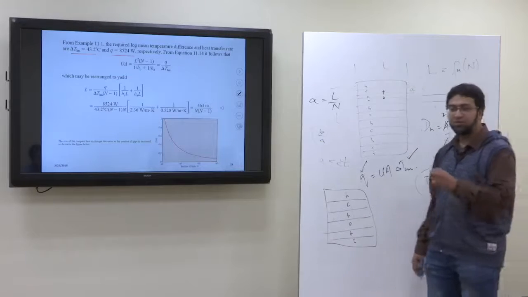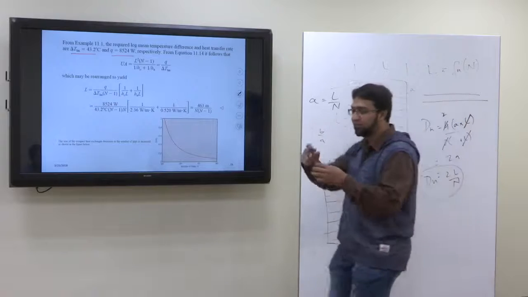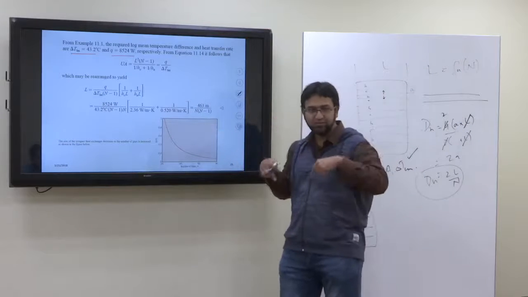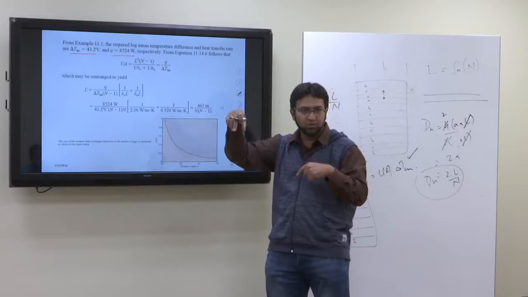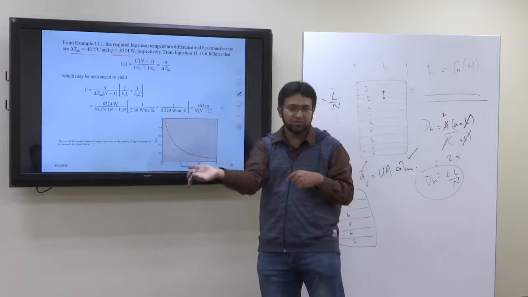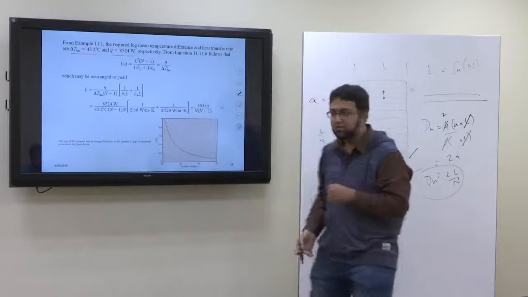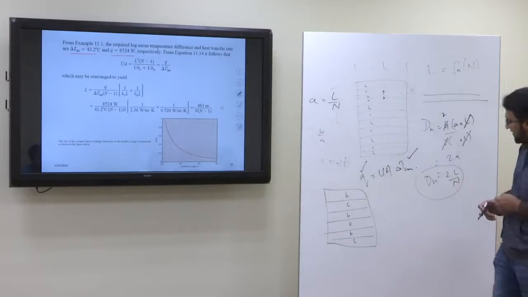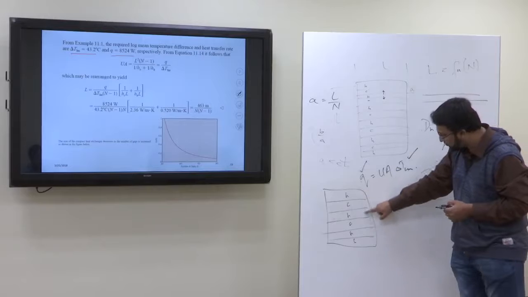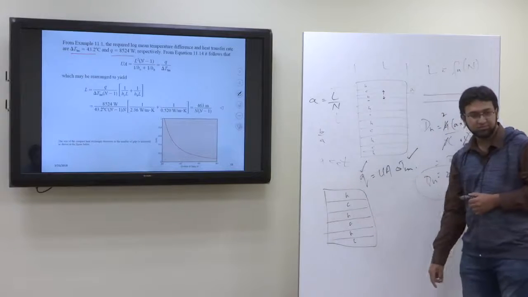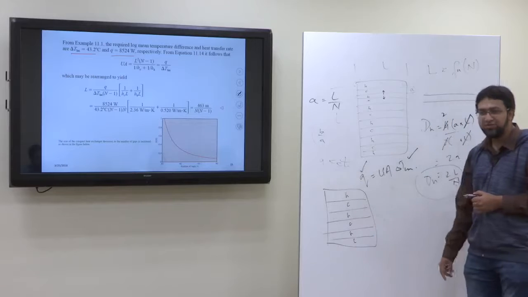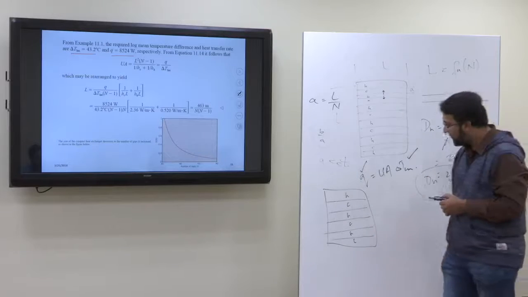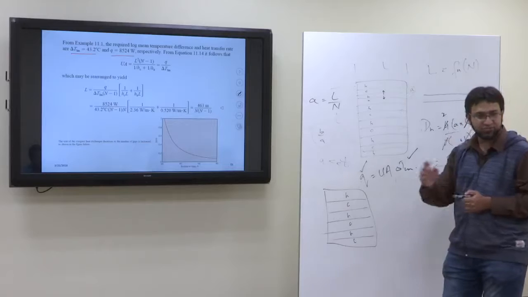So heat transfer will occur first of all from a surface of the plate. Its dimension is L by L, so L square, multiplied by the number of plates, right? Now let's see how many gaps I have here: 1, 2, 3, 4, 5, 6. If I have 6 gaps, then how many plates will have the heat transfer?